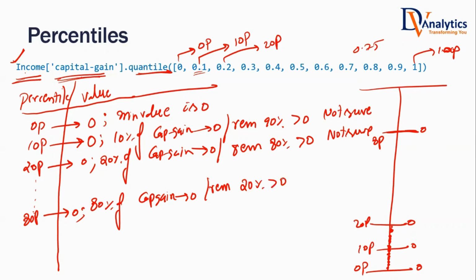Greater than 0. Are you absolutely sure or not sure? Not sure. I have seen only 80% of the data. I'm not sure about the remaining 20%. Not sure. What is the 90 percentile value?